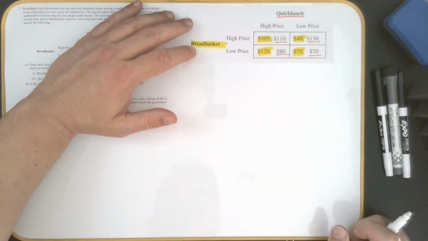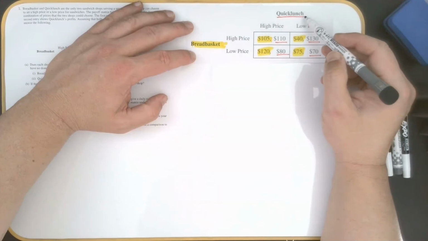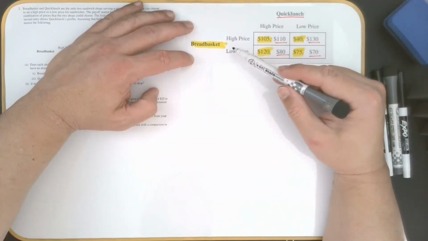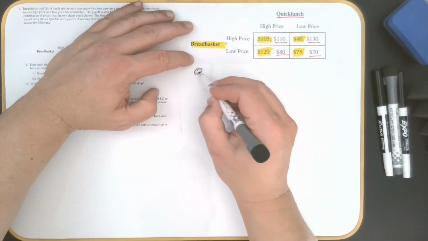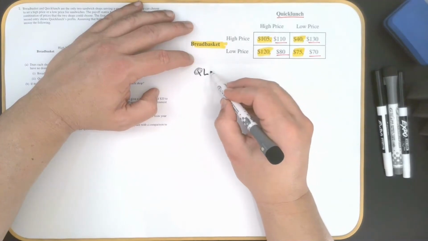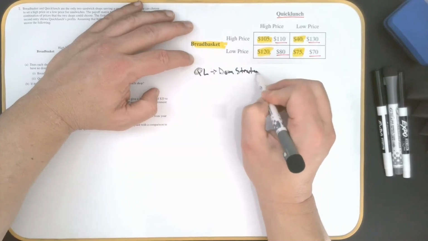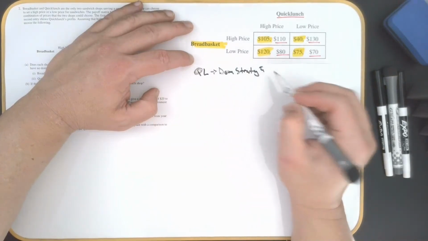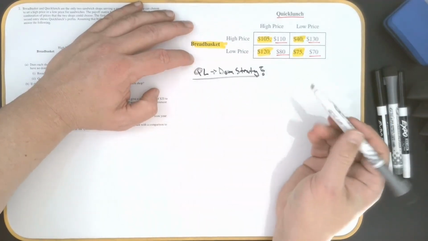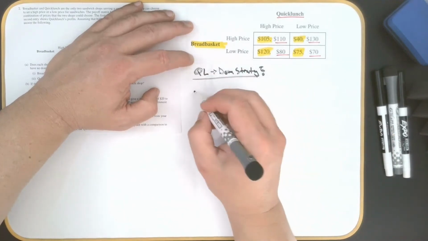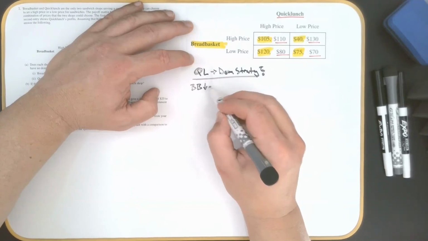So what we're going to do first is see: does Quick Lunch have a dominant strategy? Okay, so that's my question. Hence, I'm going to force breadbasket into doing something. Quick Lunch dominant strategy? Well, I don't know. Let's see what happens when breadbasket does something. We're going to force breadbasket to go low.